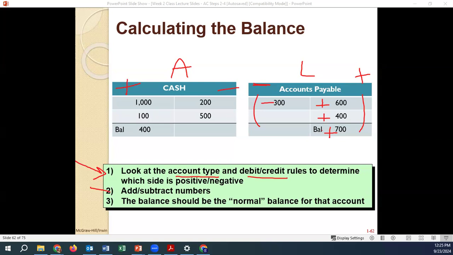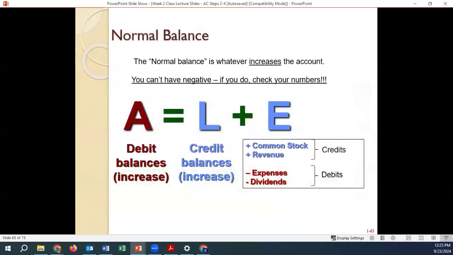But that brings me to one more thing, right? The balance, if you want to make sure you did it right, should always be what we call the normal balance for that account. Well, what does that mean? Let me show you. Okay. The normal balance is whatever increases the account. In other words, you can't have a negative number. Because if you do, that means you did something wrong. You've got to go back and check your numbers.